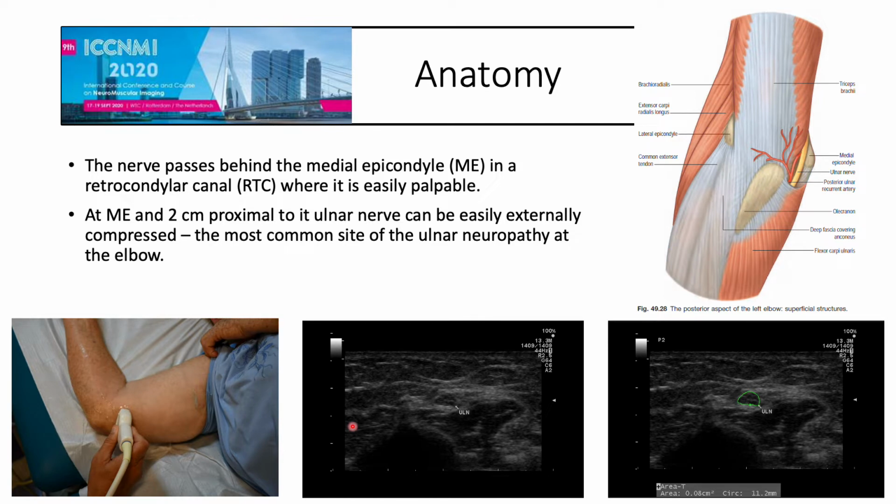So the ulnar nerve passes behind the medial epicondyle in a retrocondylar canal, where it is easily palpable. At the medial epicondyle and 2 centimeters proximal to it, the ulnar nerve can be easily externally compressed. This is the most common site of ulnar neuropathy at the elbow. So we are positioned here.